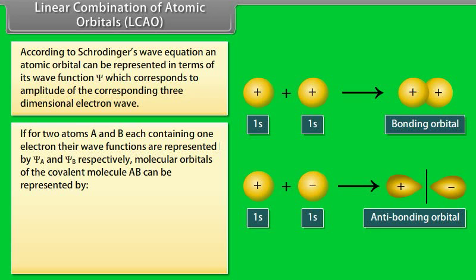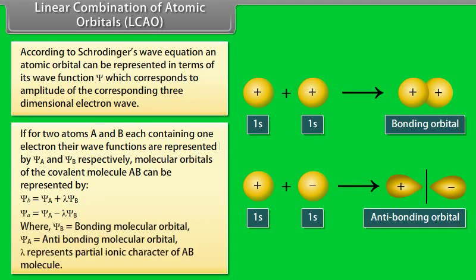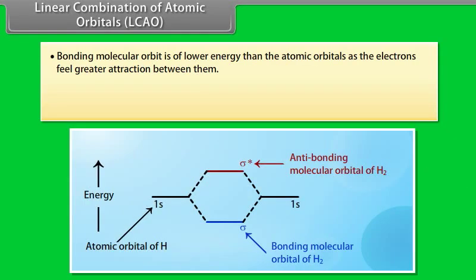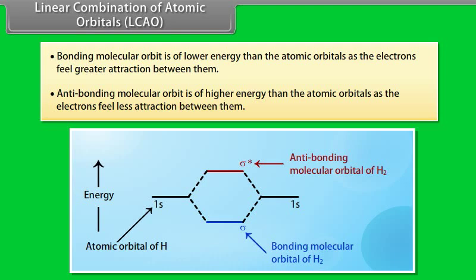Molecular orbitals of the covalent molecule AB can be represented by psi b = psi A + lambda psi B, and psi a = psi A - lambda psi B, where psi b is the bonding molecular orbital and psi a is the anti-bonding molecular orbital. Lambda represents the partial ionic character of the AB molecule. Bonding molecular orbital is of lower energy than the atomic orbitals as the electrons feel greater attraction between them. Anti-bonding molecular orbital is of higher energy than the atomic orbitals as the electrons feel less attraction between them.